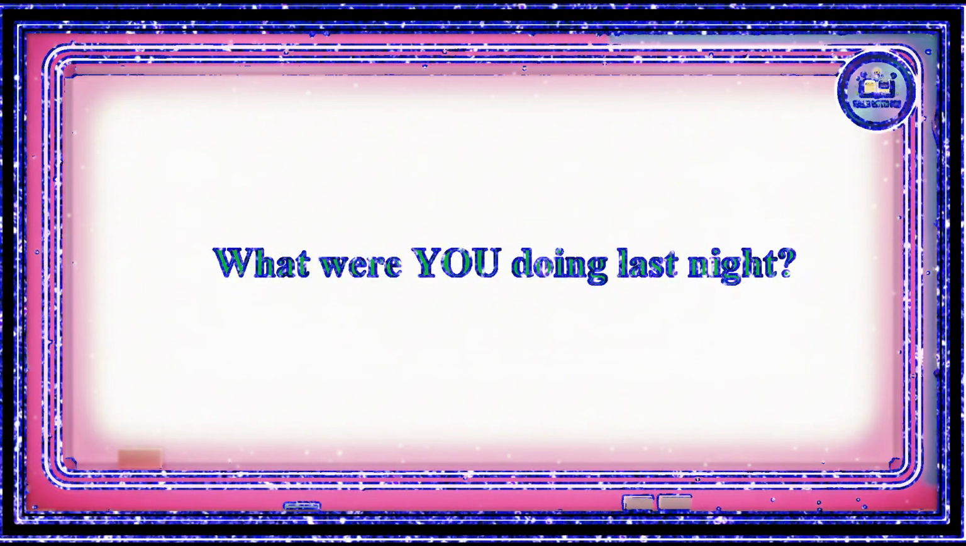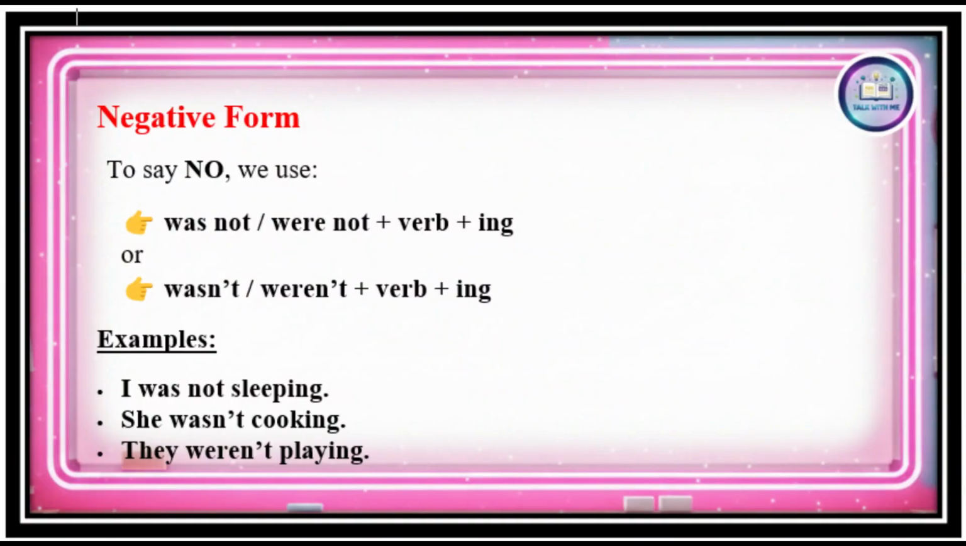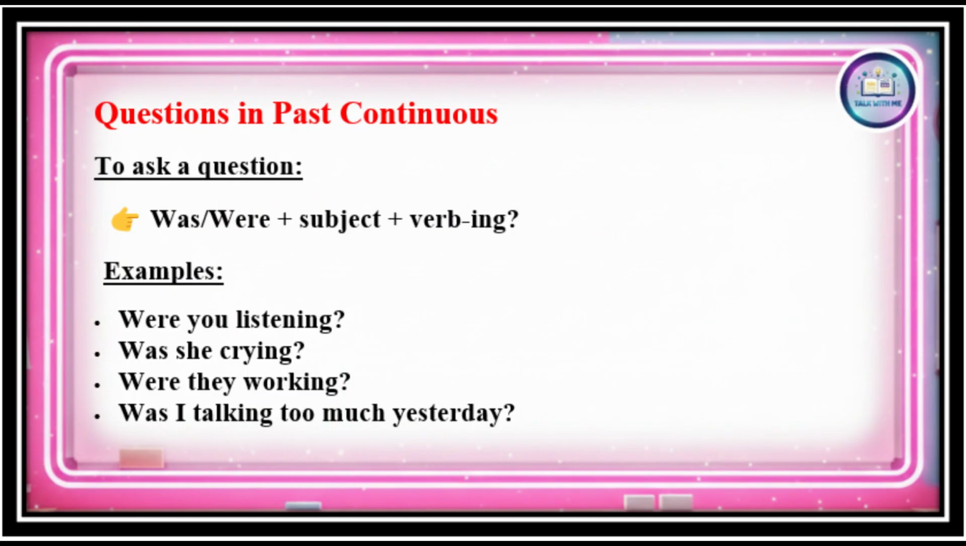Okay, now let's see the usage of negative form in past continuous tense. To say no, we use was not, were not, plus verb plus ing. Or wasn't or weren't plus verb plus ing. Examples. I was not sleeping. She wasn't cooking. They weren't playing. Were you sleeping in class yesterday? I'm not so sure.